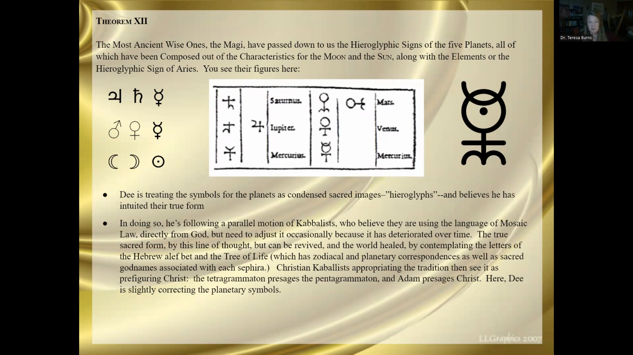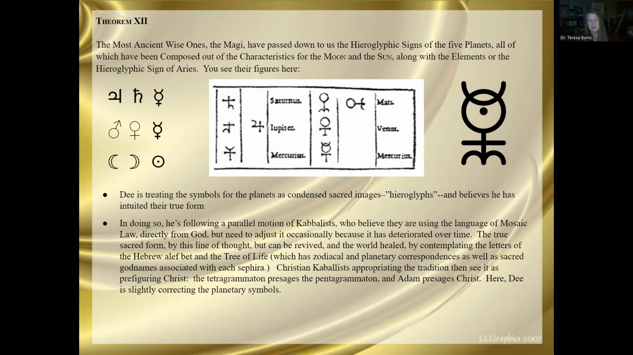Christian Kabbalists then go in and appropriate the work of rabbinic or Jewish Kabbalists and see the whole thing as prefiguring the second coming of Christ. Now, there's a Messianic Judaism also. There's a lot of looking for the second coming or the first coming of the Messiah in this time period.